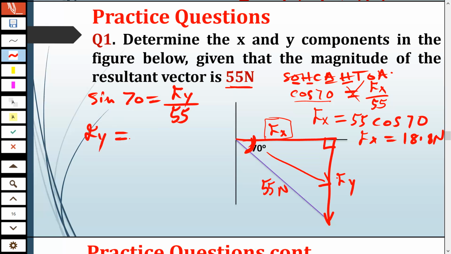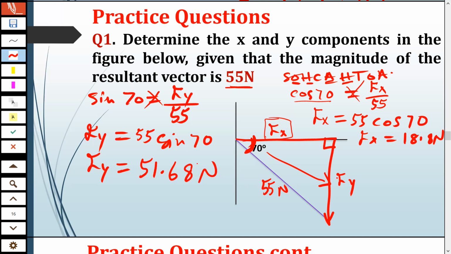And then the force in the y will therefore be equal to, when we cross multiply there, 55 times sine 70. So sine 70 times 55 is giving us 51.68 newtons. So that is the solution. You can try to prove that using the Pythagoras theorem.